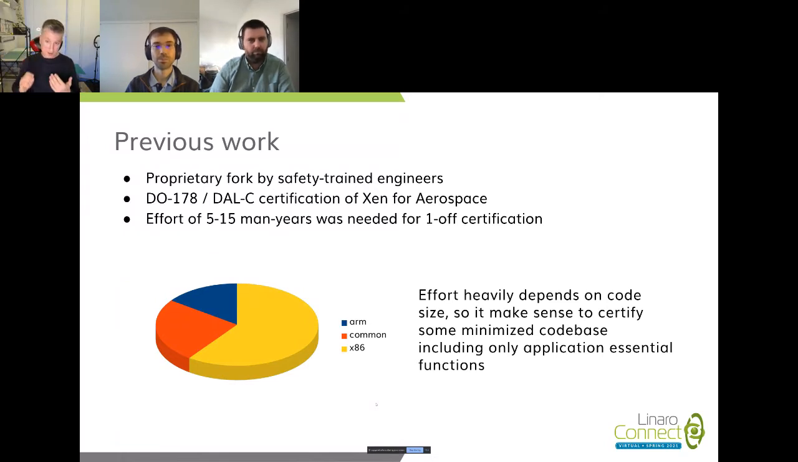And the effort actually heavily depends on the code size. So if you look at Xen, more than half of Xen code is actually the x86 part, and only 25% is common code, and around 15% is the ARM implementation. So it makes total sense to minimize the code base that we want to certify, and that's what we also plan to do.